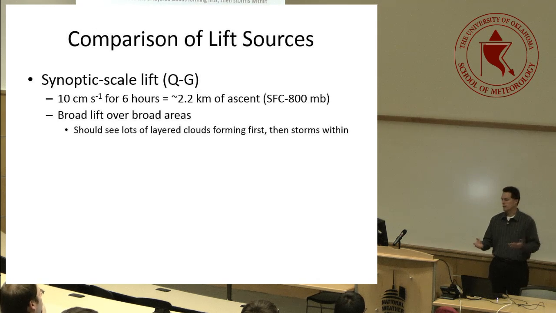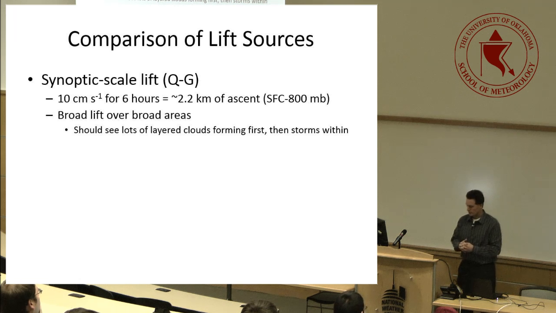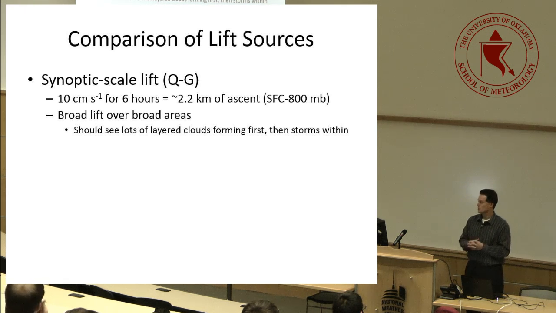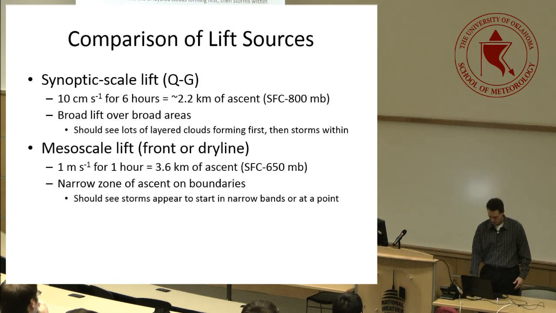All right, comparison of the lift sources. Going back to QG theory, we didn't talk about it in terms of magnitude, but I'll share that with you tonight. 10 centimeters per second vertical velocity is actually relatively strong for synoptic scale lift. Sometimes you'll see people use 5 centimeters per second. We're talking areas hundreds of miles across, acting for hours at a time. With that sort of ascent, you can displace a parcel in the vertical a little over 2 kilometers over 6 hours. So it's not very far. And you're layer lifting broad areas, so you should see clouds forming in broad areas first before you see convective elements.